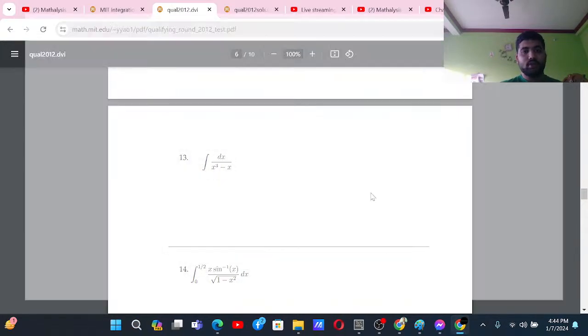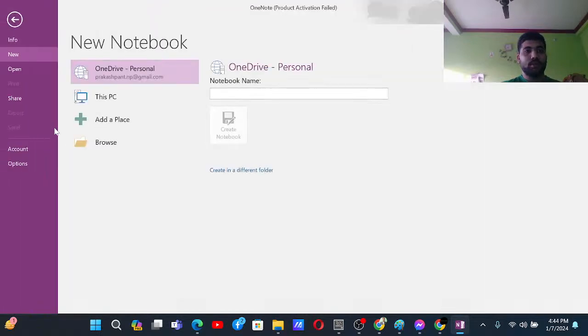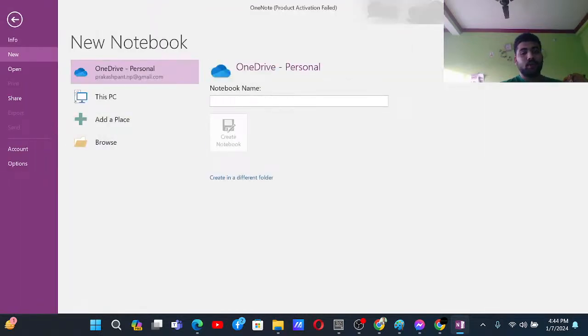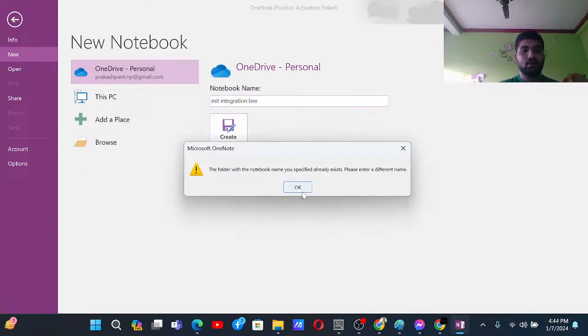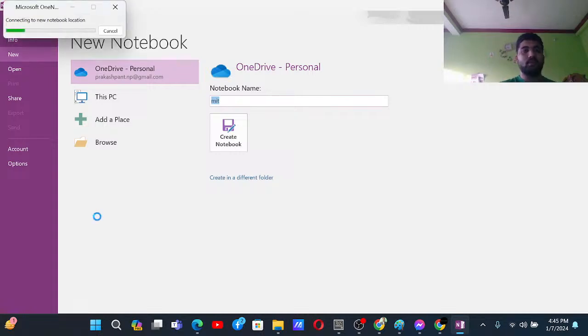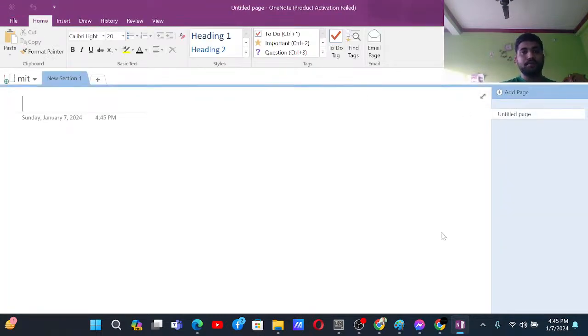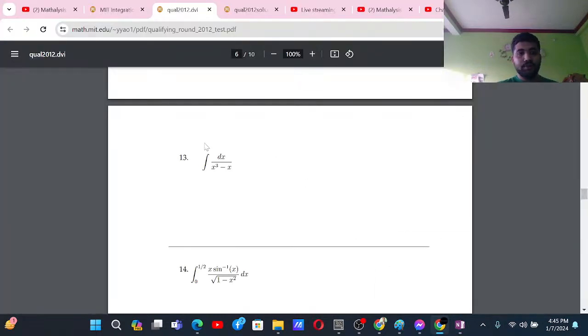Delete notebook cache. First of all, let's delete notebook cache. Close. Now let's add some page. MIT integration B. Now let's go to, okay, this MIT. Let's create a notebook then. And now this is a new notebook, and that will be a good thing for us. Now where were we? We were in this problem.